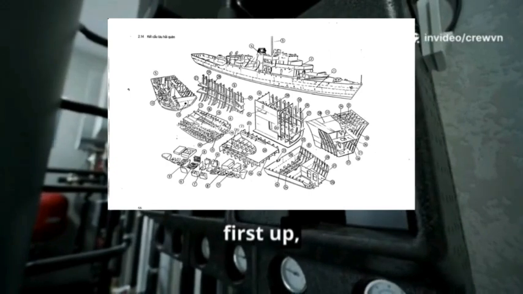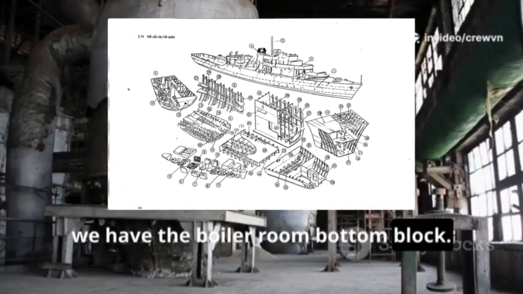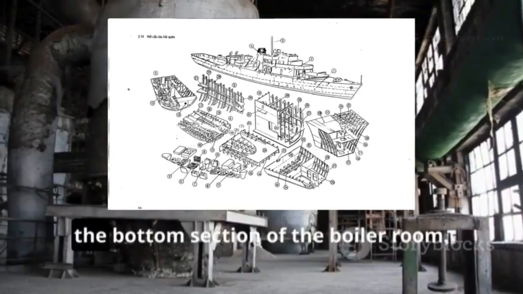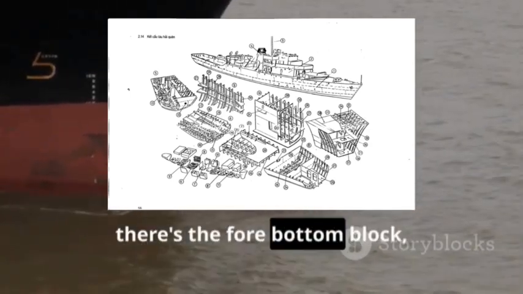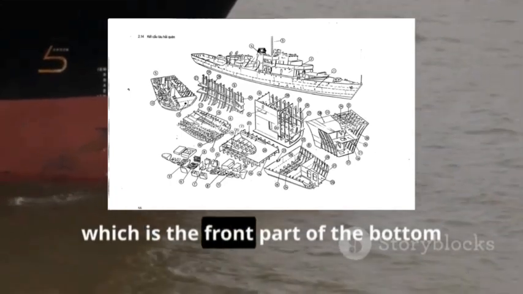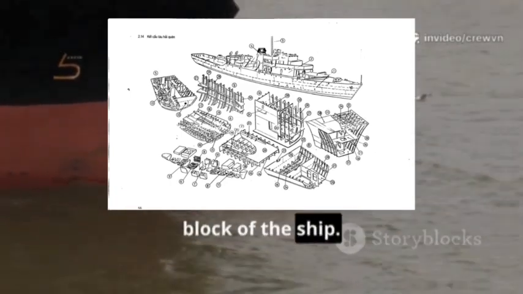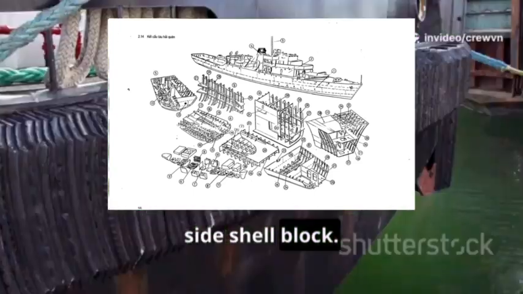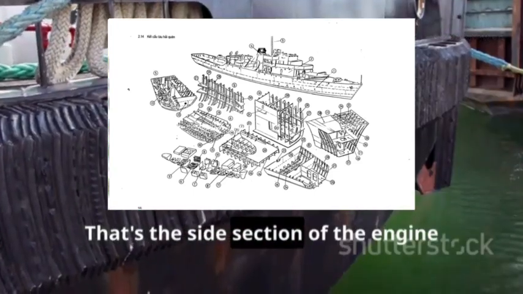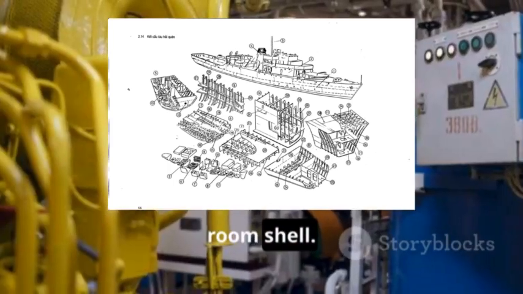So, first up, we have the boiler room bottom block. This is basically the bottom section of the boiler room. And then there's the fore-bottom block, which is the front part of the bottom block of the ship. Next, let's talk about the engine room portside shell block. That's the side section of the engine room shell.